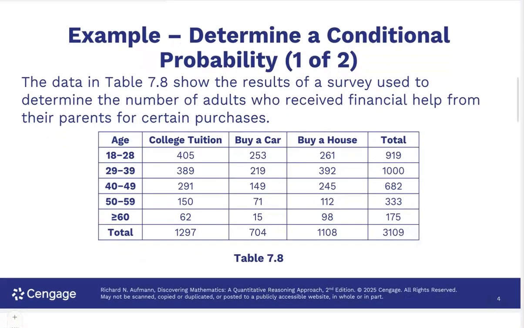We've got a contingency table here. Notice they've given us totals, so we don't have to add anything up. They've done all that work for us. So I'm just going to highlight those, that way they stand out a little bit more. This table is showing the results of a survey used to determine the number of adults who receive financial aid from their parents for certain purchases: college tuition, car, and house. And we've got them split up by age.